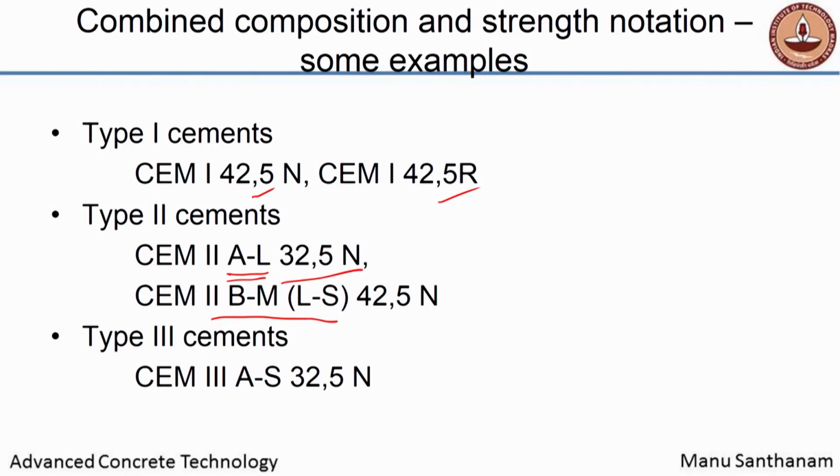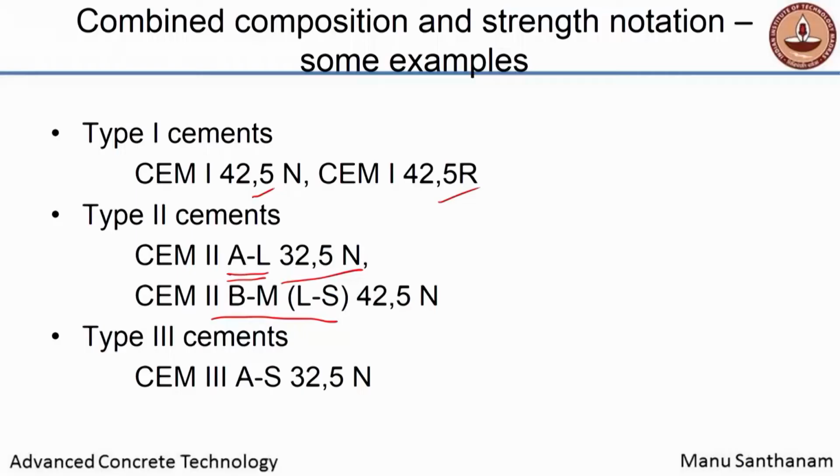Now, look at this one, type 2B M in brackets LS, that is probably as complicated as it can get. What is type 2B? 21 to 35%. M means it is a mixture, L dash S means it has got limestone and slag. Now, how much limestone and how much slag they have not specified, it could be anything as long as the total component is about 21 to 35%.